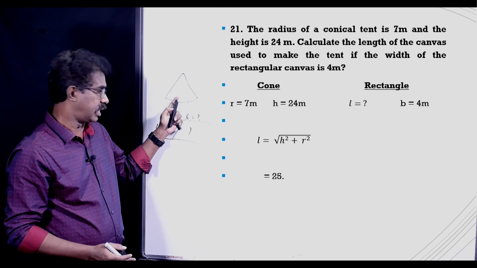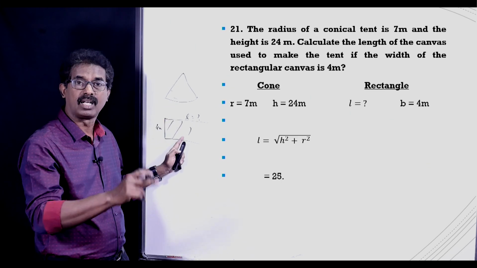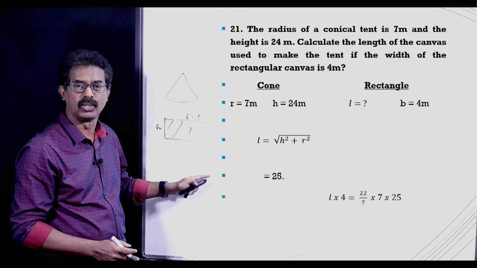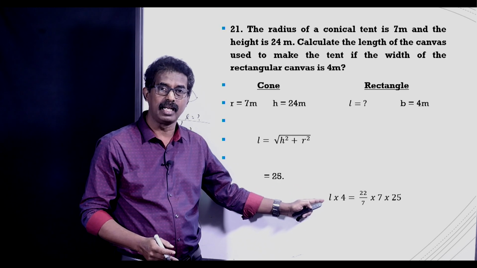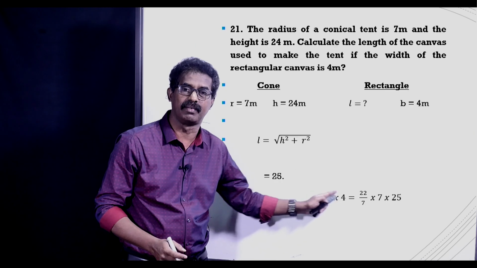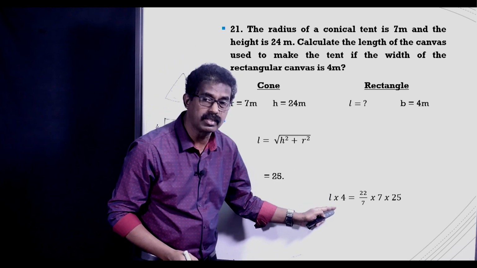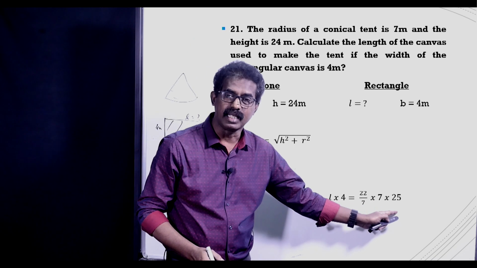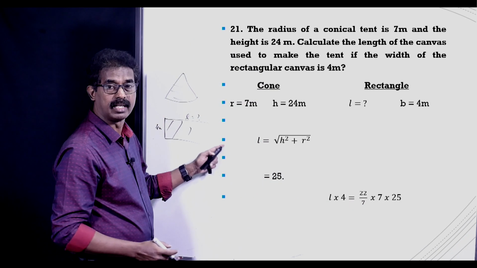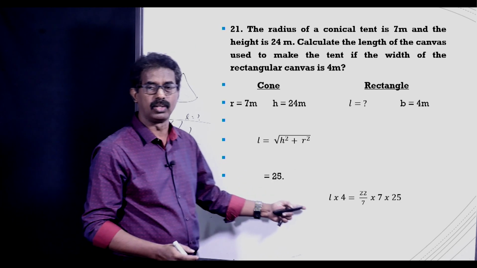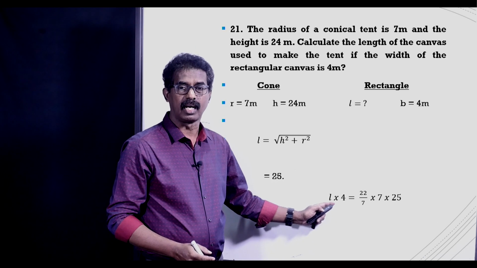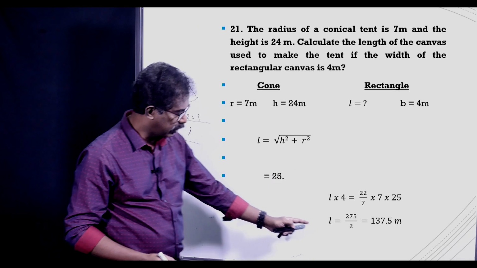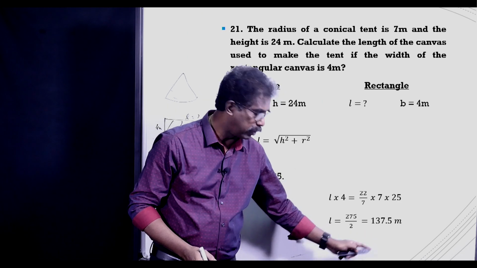But now what do you remember? This curved surface area is equal to the area of the rectangle. What's the area of a rectangle? L into B. Only that L we don't know, so you can find it. L into B is 4 times L for the rectangle, left side. Right side, curved surface area. What is that? Pi is 22 by 7, R is 7, L. Pi r L. L value we got as 25. So everything you know, that 7 gets cancelled, and 4 you can bring down and you can find the value: 275 by 2, and it is 137.5 meter.